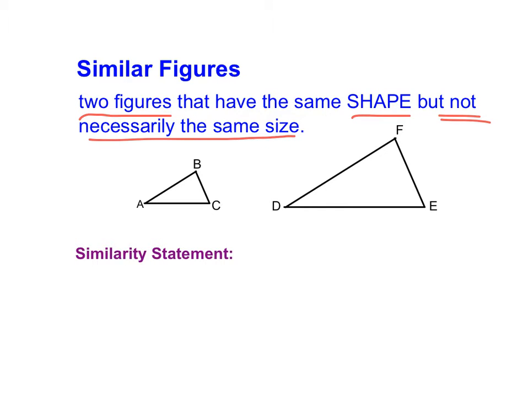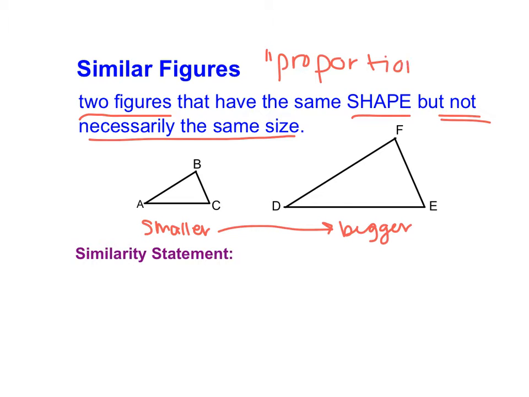So essentially, this is just a smaller version of this bigger triangle. And they are what is called proportional. So essentially, it looks like I just took this small triangle here and made it 2 or 3 times bigger to create this same triangle here. They're proportional. Now, when we have these triangles, we can write what's called a similarity statement.